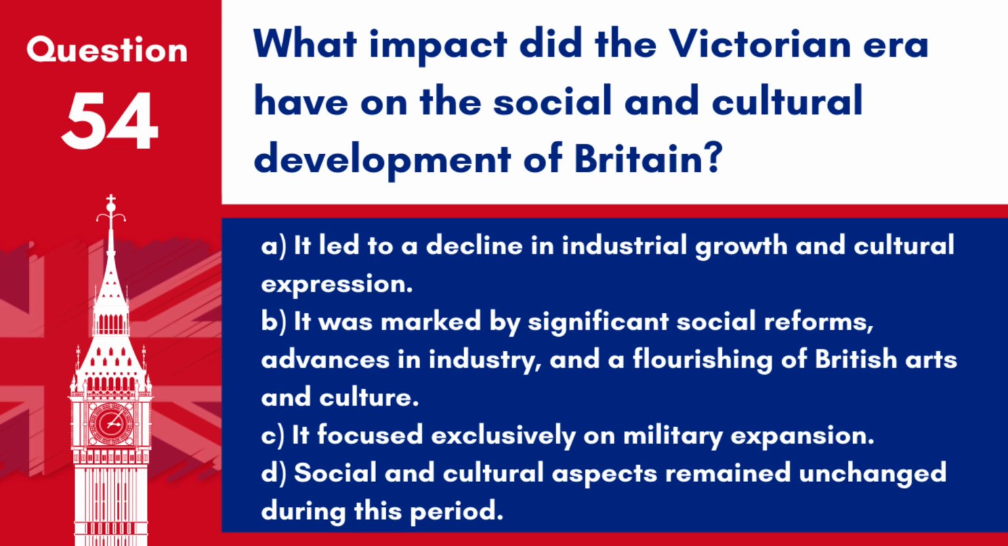Question 54. What impact did the Victorian era have on the social and cultural development of Britain? A. It led to a decline in industrial growth and cultural expression. B. It was marked by significant social reforms, advances in industry, and a flourishing of British arts and culture. C. It focused exclusively on military expansion. D. Social and cultural aspects remained unchanged during this period.